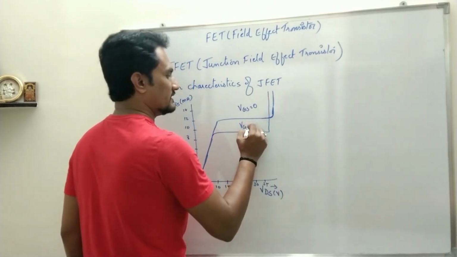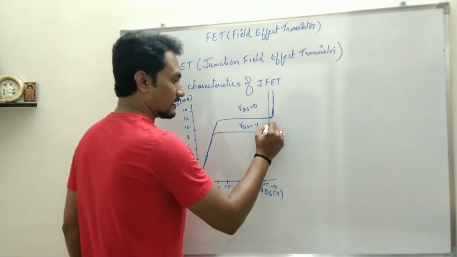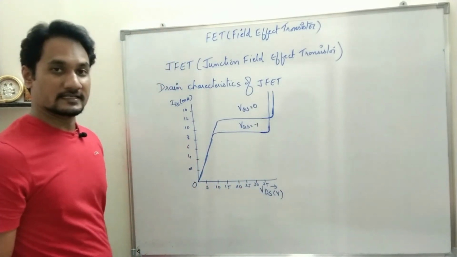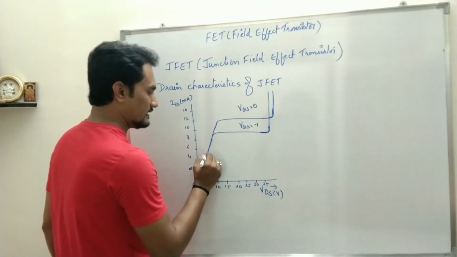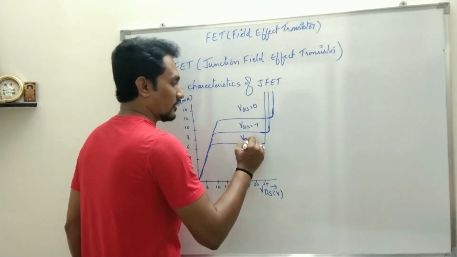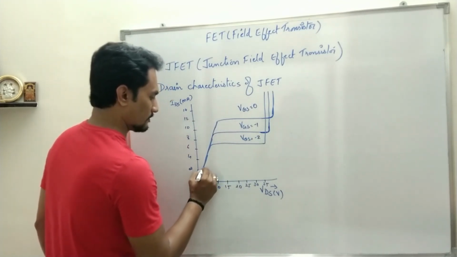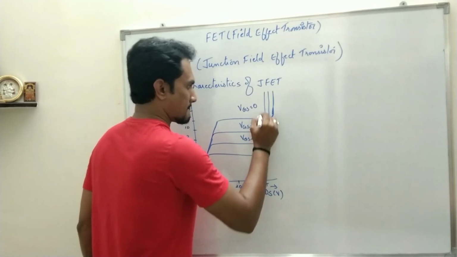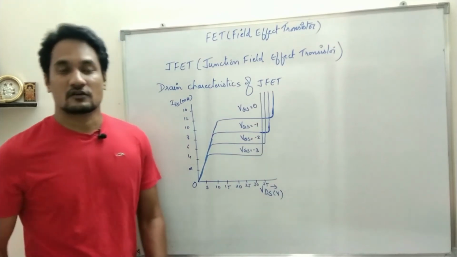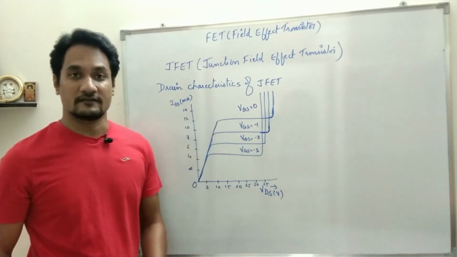Say VGS is equal to minus 1 volt. I am writing this as minus because I am applying a reverse bias potential between gate and source, so I am specifying it by a minus sign. When I keep on increasing the reverse bias voltage, for a given value of VDS, IDS will keep on decreasing. VGS is equal to minus 3. So this is called the drain characteristics of the junction field effect transistor.